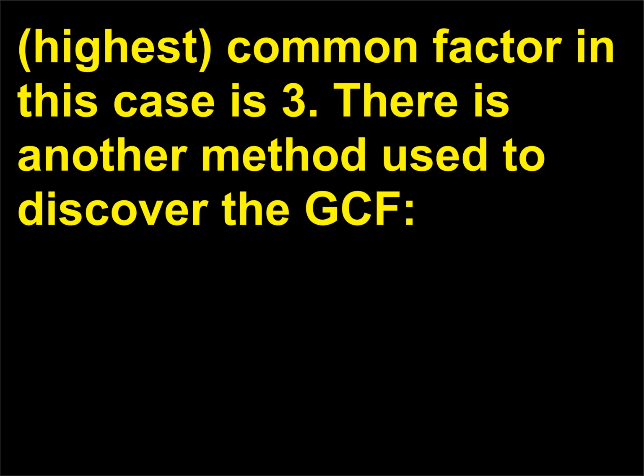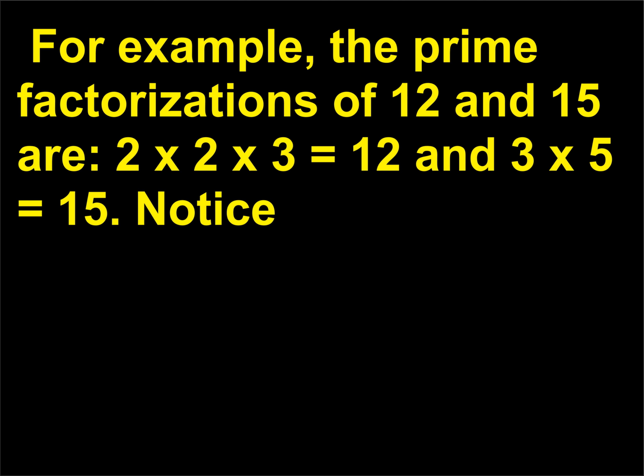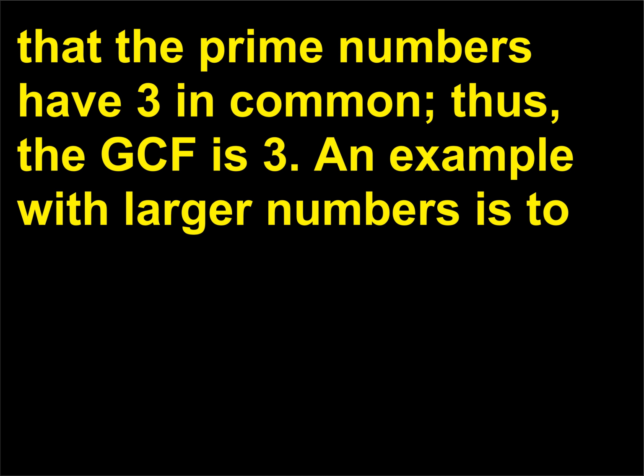There is another method used to discover the GCF: listing the numbers' prime factors, then multiplying those numbers. For example, the prime factorizations of 12 and 15 are 2x2x3 equals 12 and 3x5 equals 15. Notice that the prime numbers have 3 in common, thus the GCF is 3.